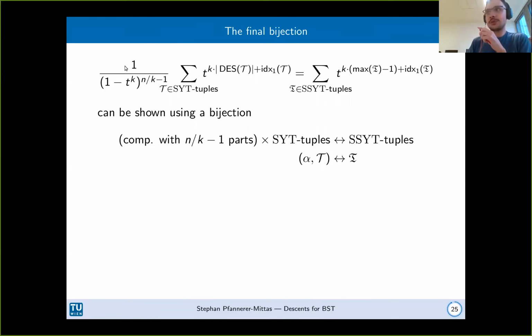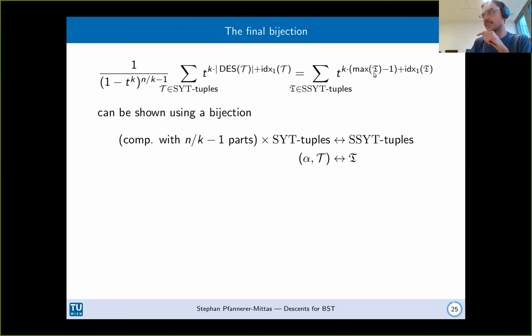So what we want to prove here is, on the left-hand side, if we look at what we have, the first factor can be seen as the generating function for compositions that have precisely n over k minus 1 parts, where 0 parts are allowed. Then here we have the generating function for the standard tableau tuple that we got when we iterated the quotient. And here we have the number of descents and the position of the one.